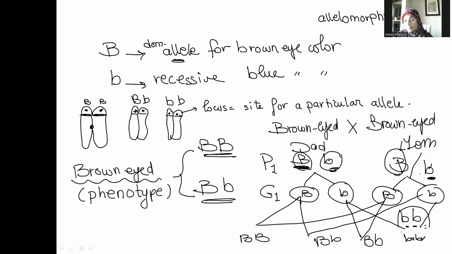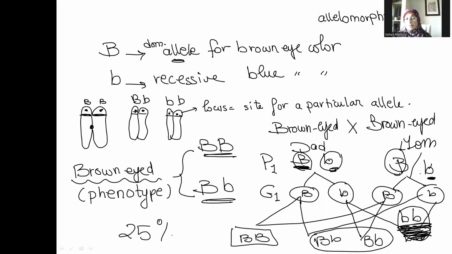So the probability that they get a child who is B small, having blue eyes, is 1 out of 4, because B capital, B capital is brown-eyed, and B capital, B small is also brown-eyed. So the possibility is 1 out of 4, or 25%. This is the likelihood that two brown-eyed parents get a blue-eyed individual.